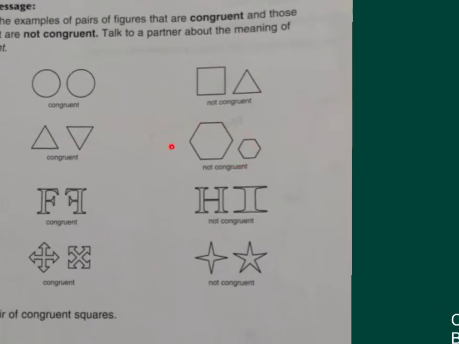Here, these two, 1, 2, 3, 4, 5, 6, 7 sides, so we would call that what? Heptagon. This is also a heptagon, but they are not the same size, so we would say they are not congruent.